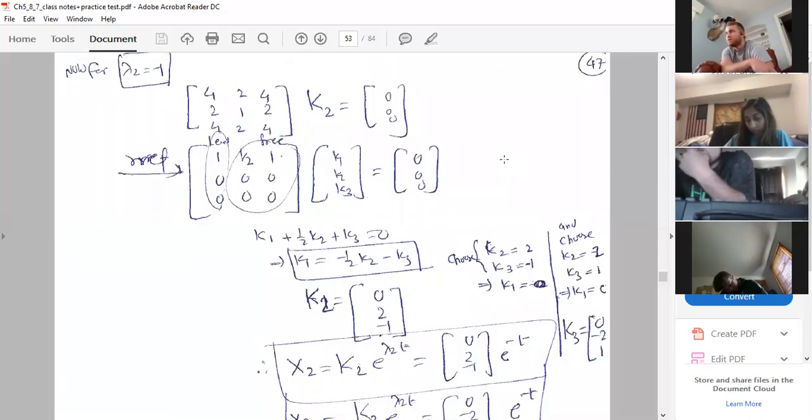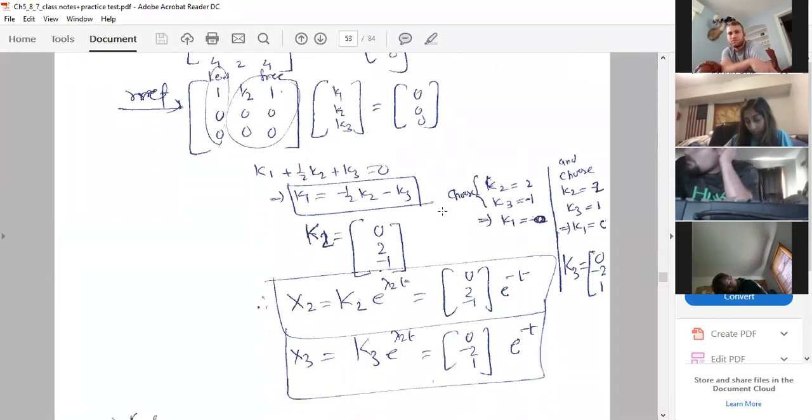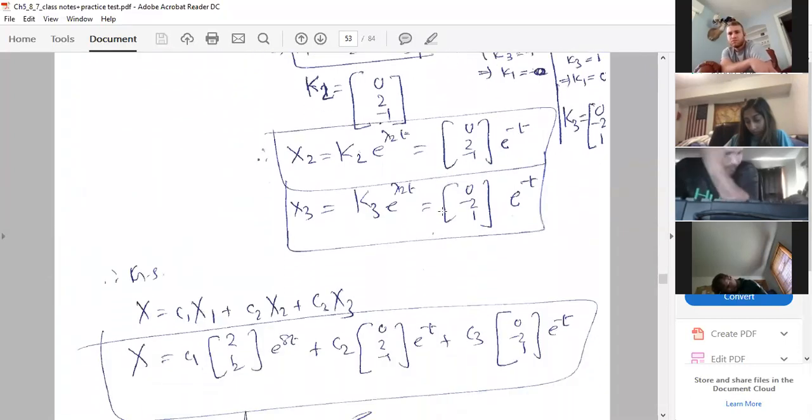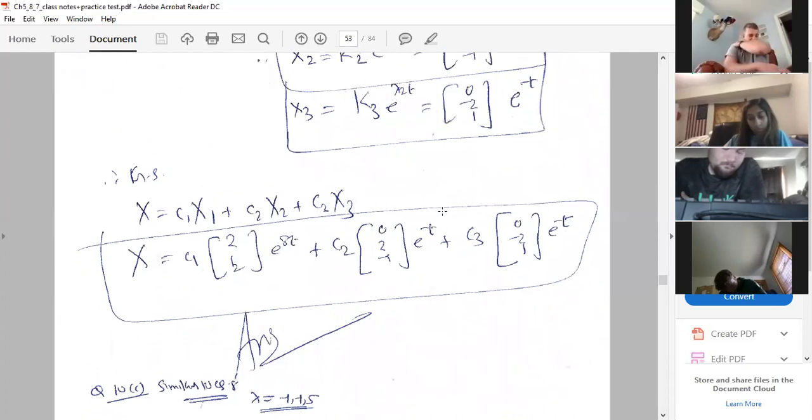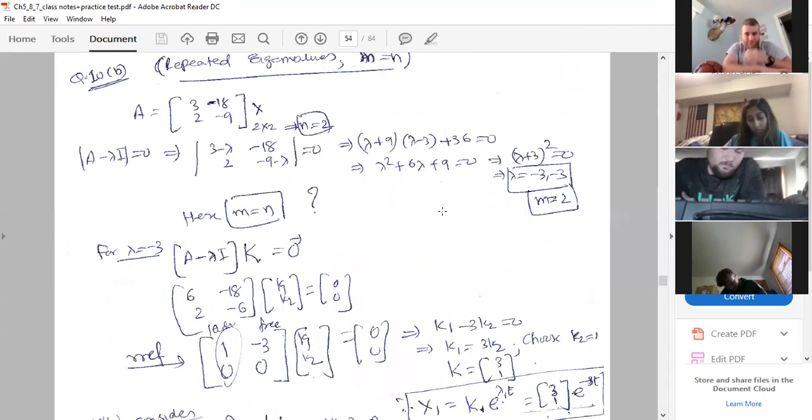Okay, guys. Done? Sounds good. Now look here, guys. Repeated eigenvalues, m equal to n. In this example, you have m equal to n.